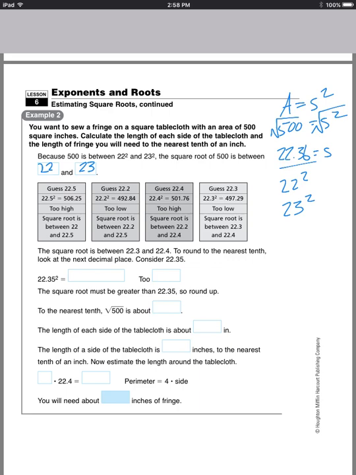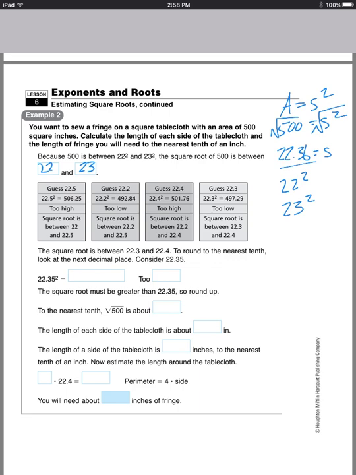So, we're going to take a random guess. It says calculate the length of each side and the length of the fringe you will need to the nearest tenth of an inch. So, we guess 22.5. 22.5 squared is 506.25, which is too high. Okay? So, because 22.5 is too high, we know it has to be between 22 and 22.5. So, we're going to guess 22.2.